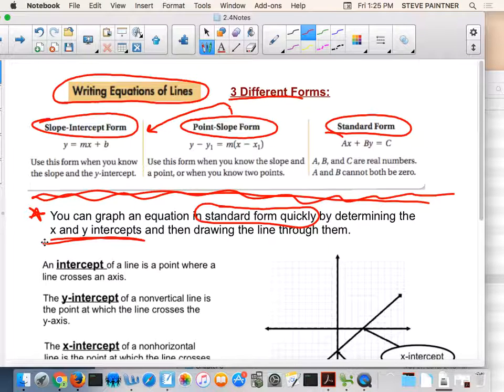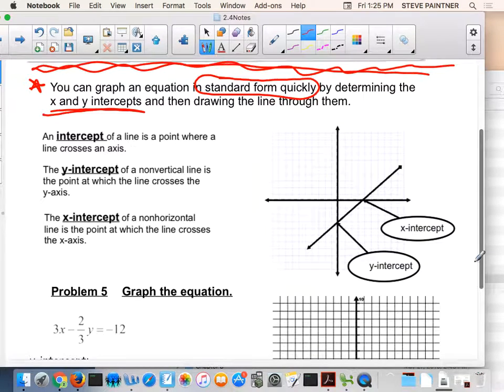It's cool. Now, here's a picture of what I just said. If you can find the x-intercept right there, the y-intercept right there, you can graph a line quick. Okay? Now, why is that called the x-intercept? It's where the line crosses the x-axis. Why is that called the y-intercept? Where it crosses the y-axis.